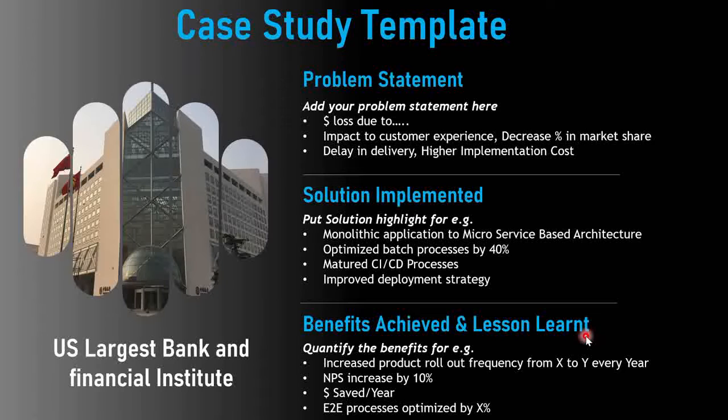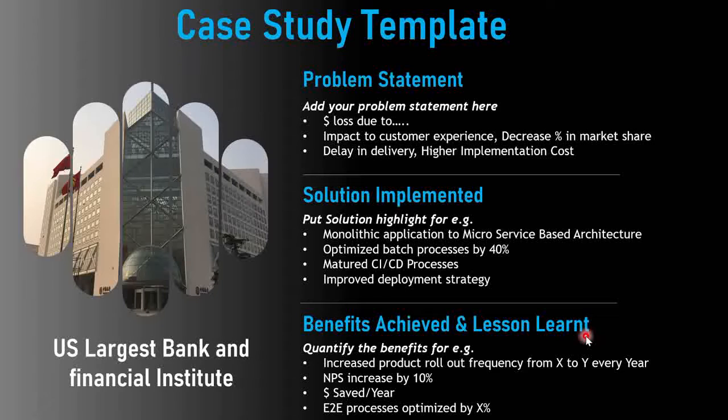Any case study you build, it is very important that it is trying to address some problem. So you have to mention the problem statement and always try to put some numbers. Try to be factual. For example, if I am saying I am having a dollar loss due to something, mention what is the exact dollar loss it was happening and how this program or this project helped to overcome that dollar loss. Or if you say my customer experience was not good, if my market share was decreasing, if there were issues in delivery, if the implementation cost was high, try to put numbers around it so that your case study is so powerful.